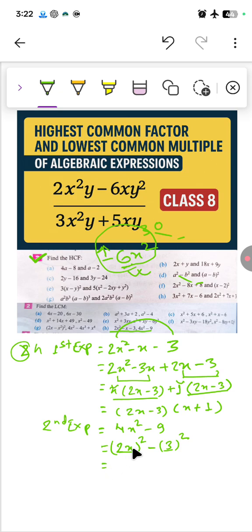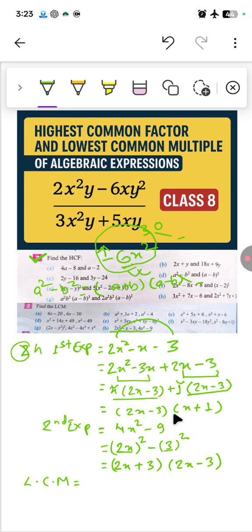So if I have this in square form, I can use the formula a square minus b square, that is equal to a plus b and a minus b in product form. So let me write it, a plus b. A is 2x and b is 3. Again a minus b. A is 2x and b is 3. Now this is the product form for 4x square minus 9. Between the first expression and the second expression, we have to find the common factors now, and the remaining factors will be multiplied and the LCM will itself come.